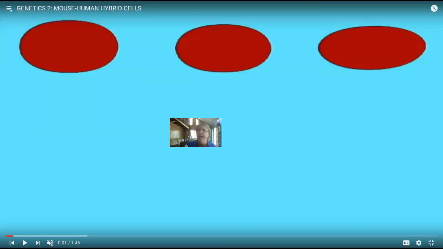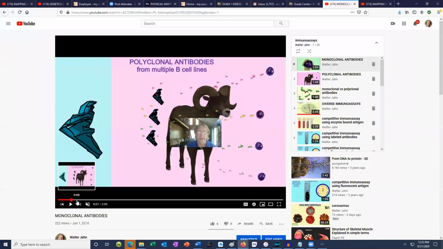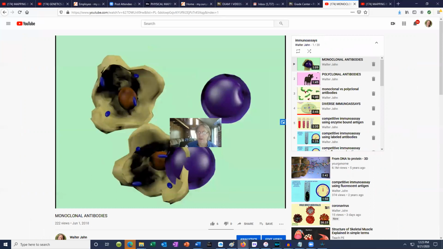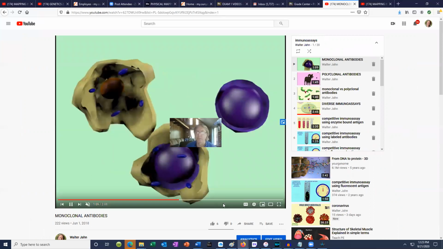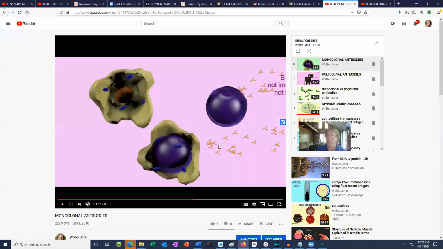It is possible to take cells and fuse them together. Now, the body does this, but this can also happen in technology. So if you wanted to make monoclonal antibodies, one of the ways that you could do it is you could take a lymphocyte, which makes antibodies, and fuse it with a cancer cell. And then you would have cells which not only did cancerous growth, but would also make a specific antibody that you want. And so it is possible to fuse cells.